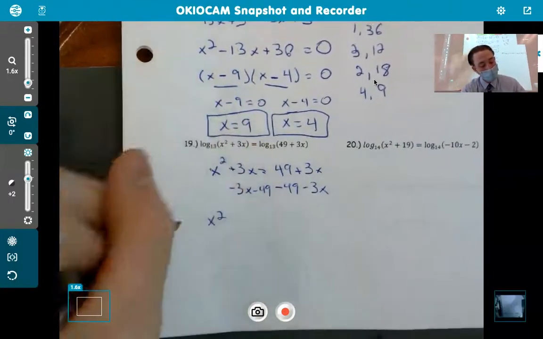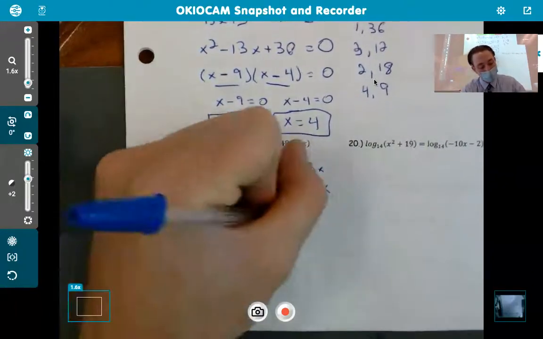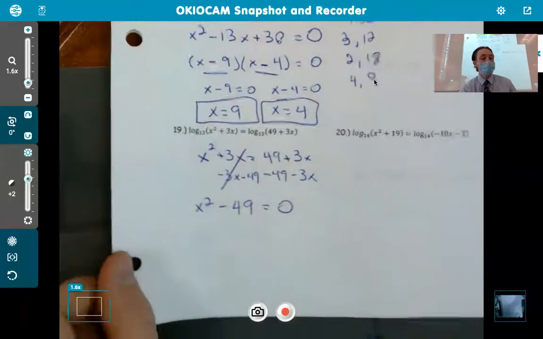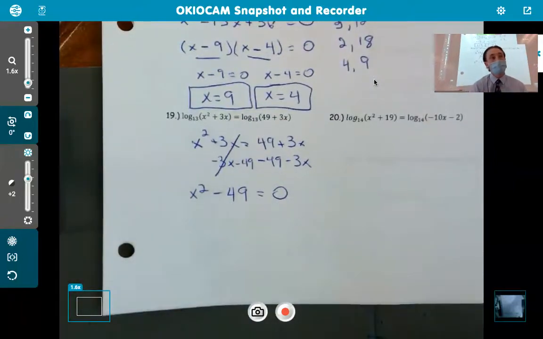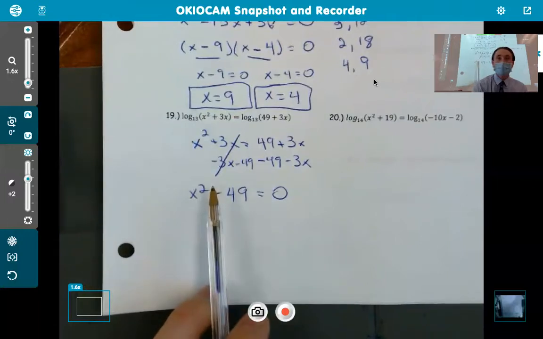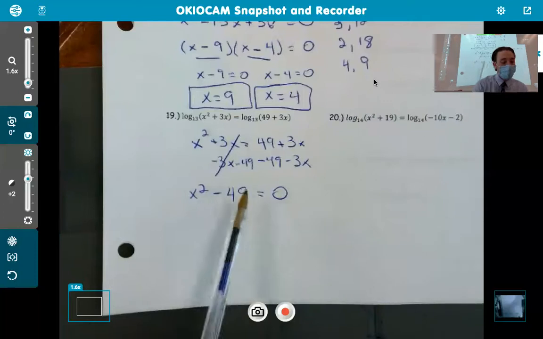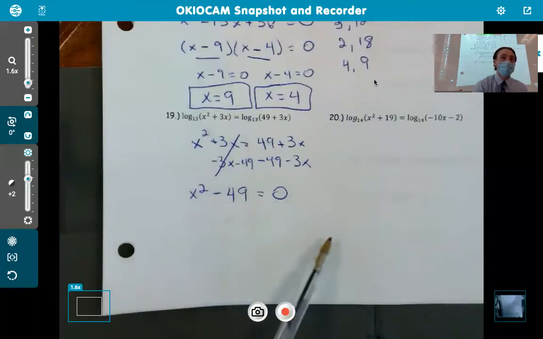But then what we can see is the 3x and the negative 3x cancel. I have x squared minus 49 equals 0. So we lose that middle term. If you see a question like this tomorrow, I still have the x squared and that term there, right? I'm not going to be able to factor this. But what I can do is what? Was anybody able to figure out what to do here? Nick?